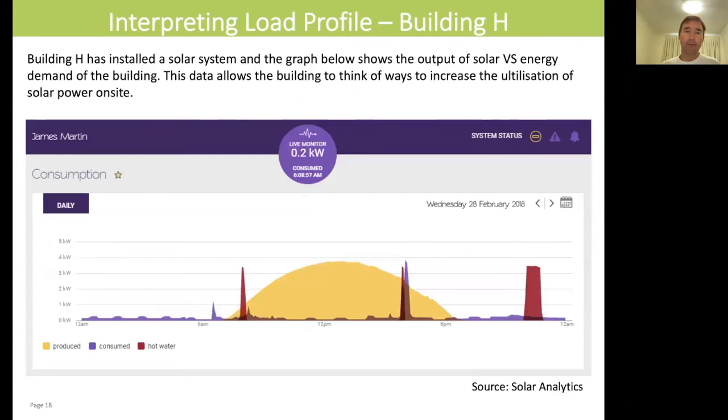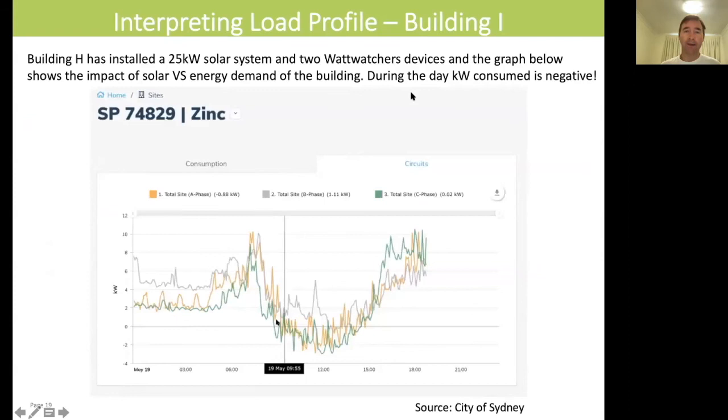Here's an example of a load profile that shows solar output during the day. And that's based on the solar analytics software that sits on top of the Wattwatchers monitoring device. And here's a load profile of the common areas of an apartment building that has a 25 kilowatt solar system.